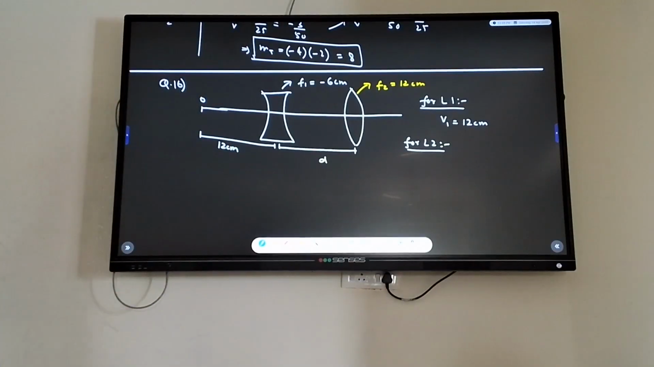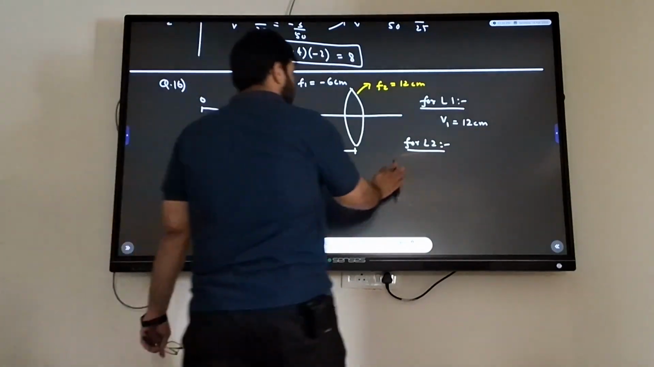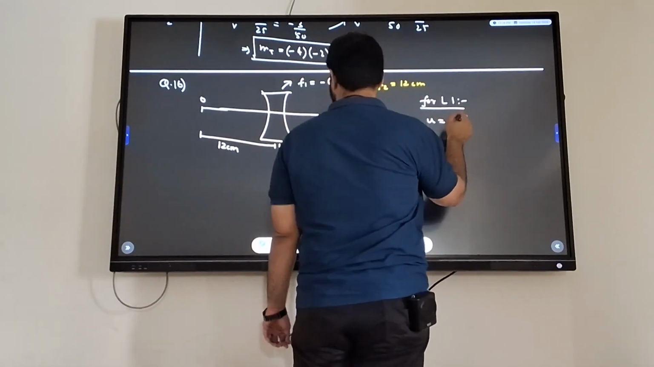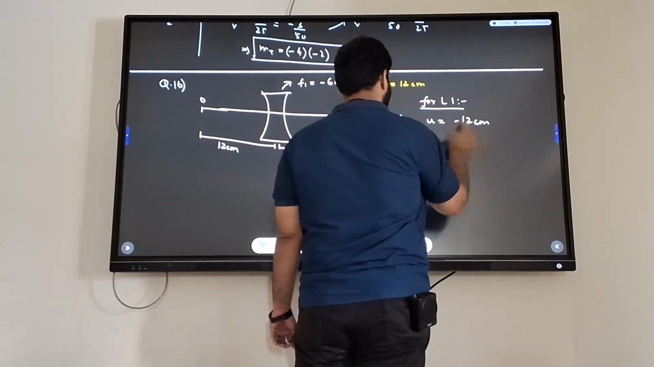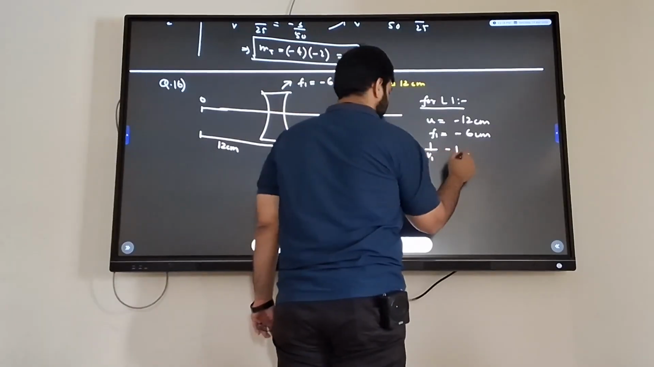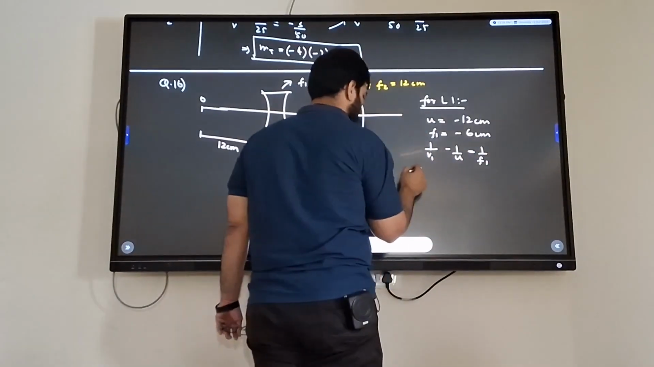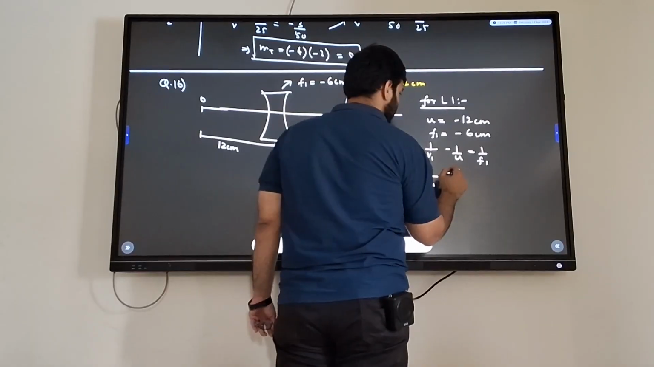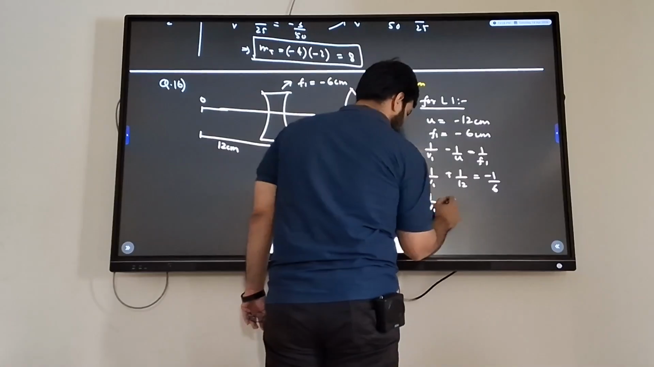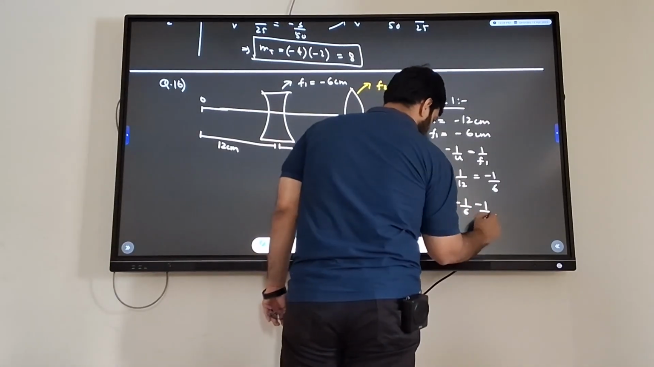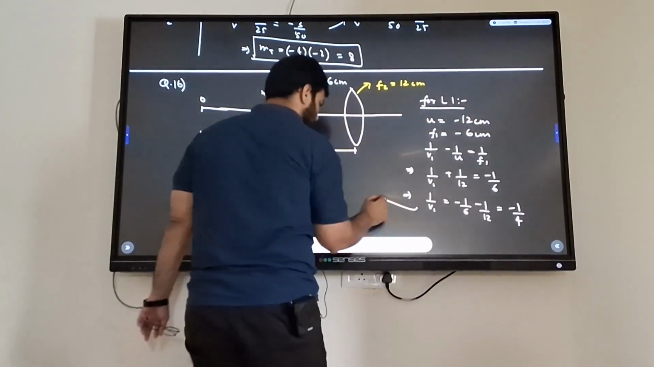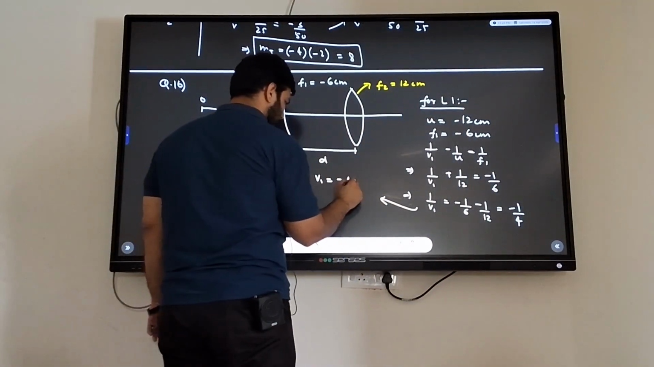Oh, I should not do it like this. I should rather find v. What is v? It's minus 4. I should not do it like this. u is minus 12 centimeters and the focal length is minus 6. Then apply the formula. So 1 by v1 minus... and then what do you get? I think you get minus 3 by 12, which is minus 1 by 4. And then what is v1? Minus 4 centimeters.